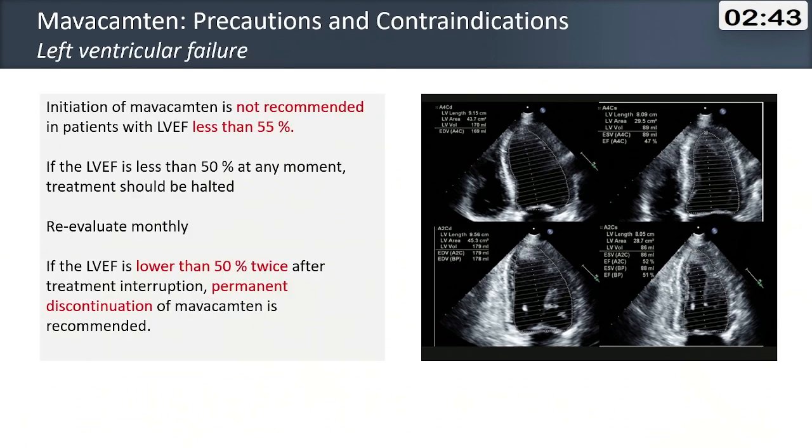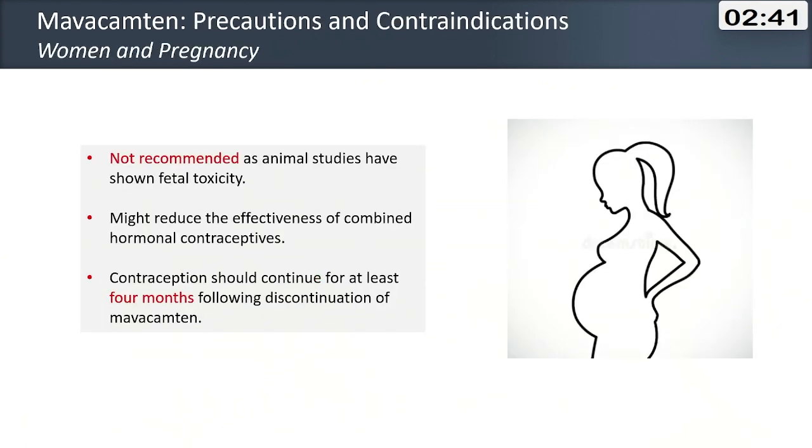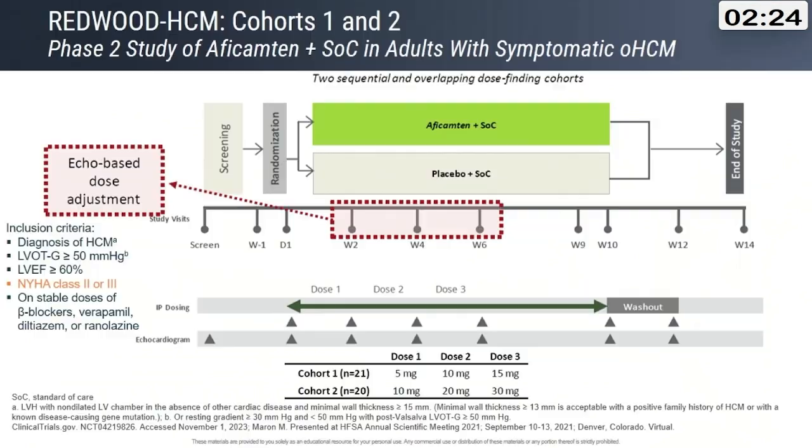The second thing that I want to highlight here is that it is contraindicated so far, not recommended to be given to pregnant women. There is a risk of fetal toxicity, and if a woman has already received mavacamten, she is advised to take contraception for a 4-month washout period before planning any pregnancy.